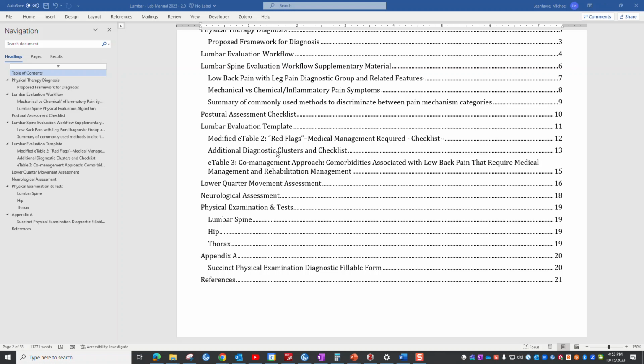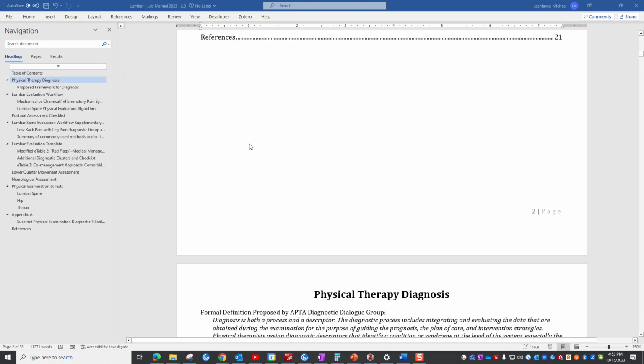We talk about the physical examination and tests on a very high level. It just really is more of a checklist here for you. And then I also provide an appendix, which gives us a physical exam diagnostic fillable form. So let's get to it.